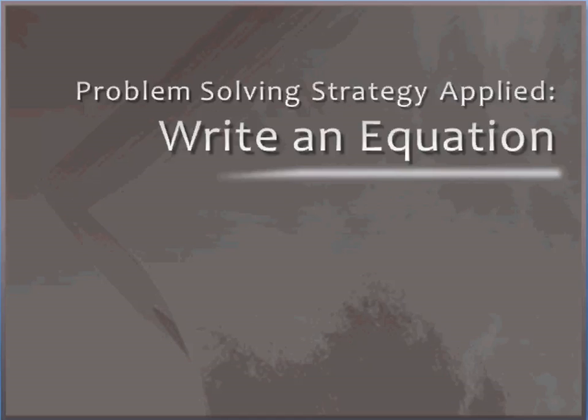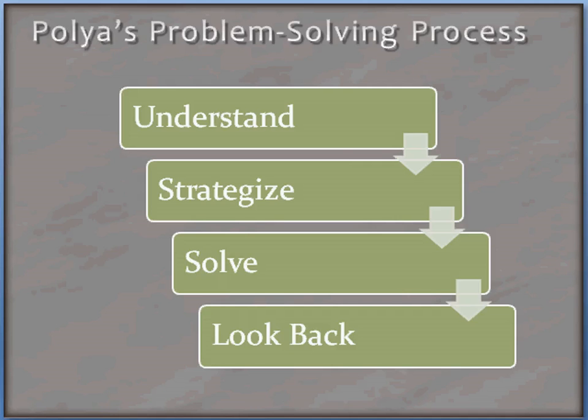Hello, and welcome to this tutorial on using the write an equation strategy to solve problems. You'll recall from our previous modules that Polya's problem-solving process, the process we're using to solve every problem in this course, involves 4 steps: understanding, strategizing, solving, and looking back. We just discussed in our previous module the strategy of writing an equation to solve problems, and we looked at some of the math that's required to implement that strategy. Now we'll apply the strategy to a practice problem.